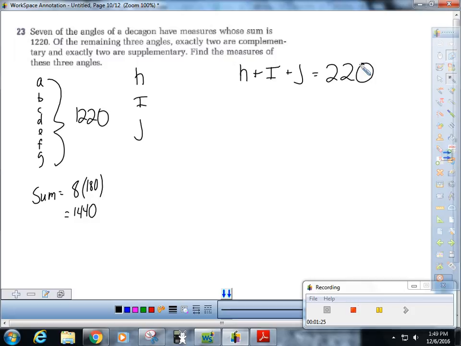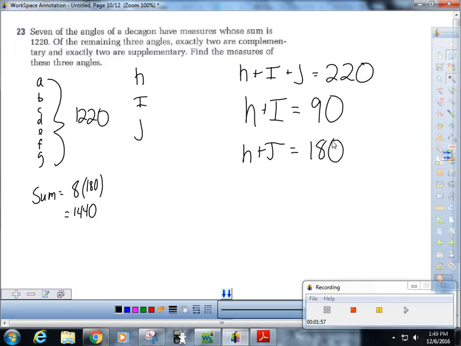But it also tells us some more information. 2 of the angles are complements, or complementary. Well, we don't know which 2, but it doesn't exactly matter. We know that H plus I would be 90, because remember, it just says find the measures of the 3 remaining angles. So it doesn't matter what we call them, we've just got to find the 3 missing angles, okay? And then we also know that 2 other angles, so maybe H plus J, are supplementary.